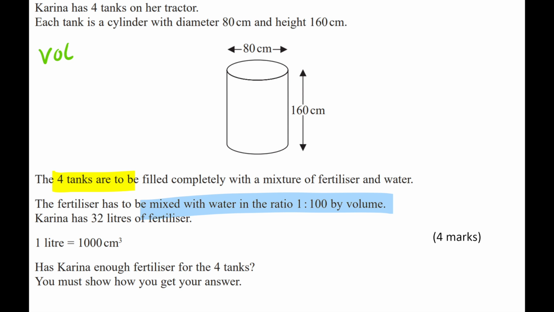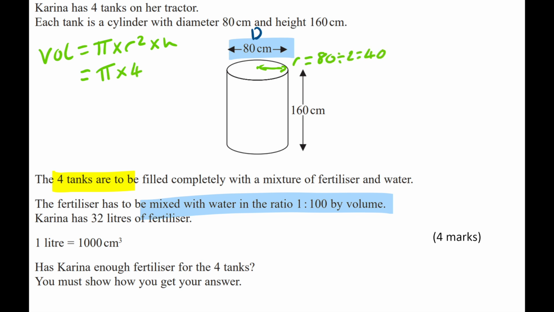So the volume of the 4 tanks, and this is a cylinder, and in order to work out your volume of a cylinder, it's pi times the radius squared times then the height. So in this case it's going to be pi, and we just need to make sure we've got the radius. The radius goes from the center of the circle to the outside, and what we're actually given here is 80, and that is the diameter. The diameter is twice the radius, or the radius is half the diameter, so the radius is then going to be 80 divided by 2, which then gives us 40. So it's going to be pi times 40 squared times then the height, which the height is then 160.